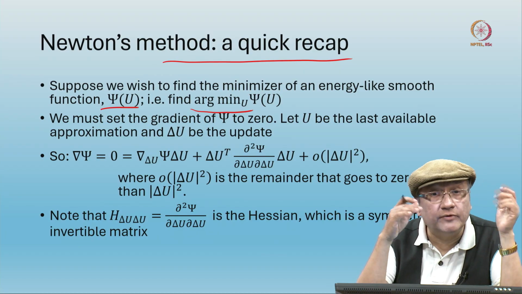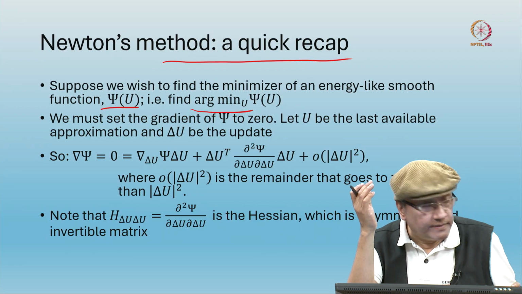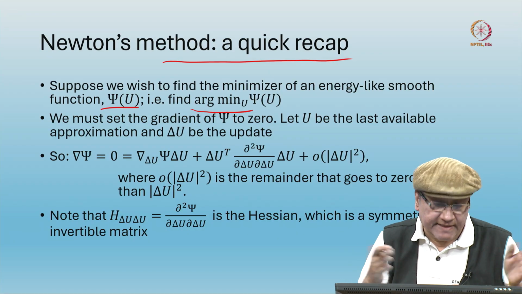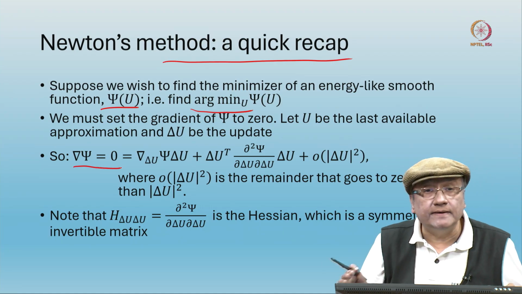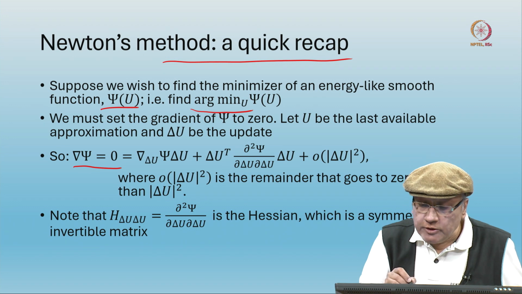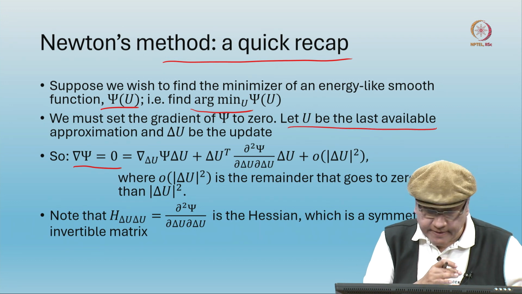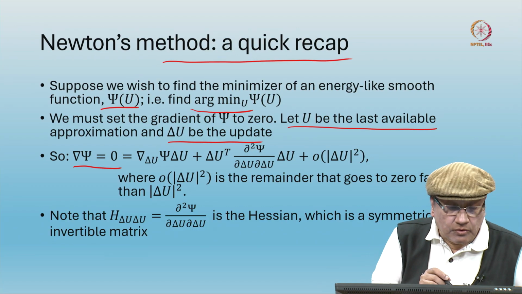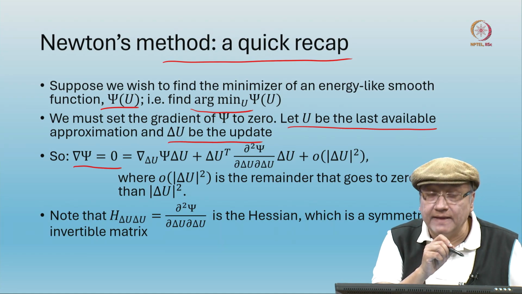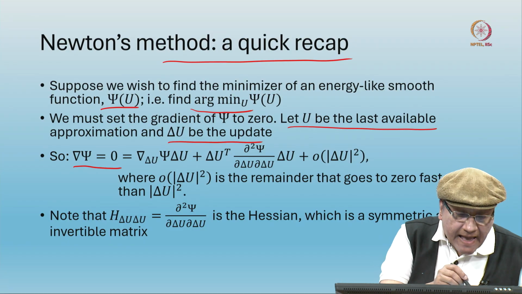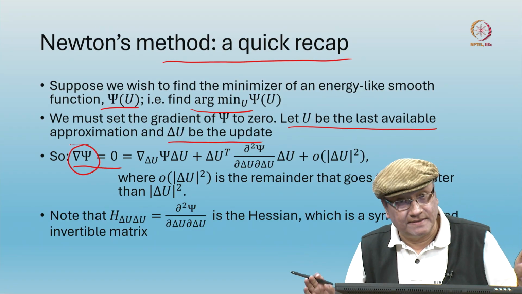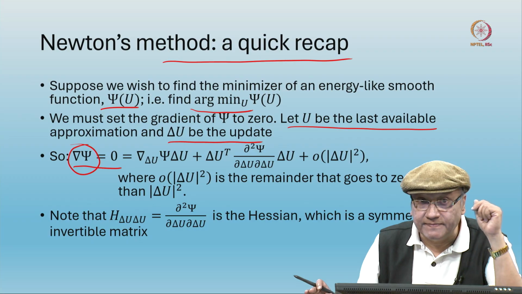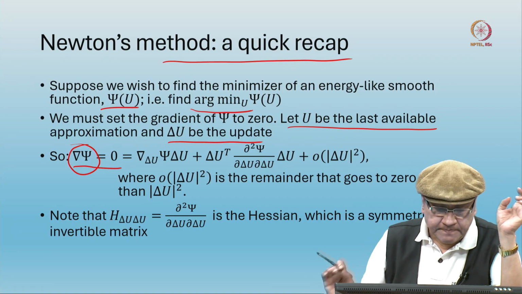So we must set the gradient of psi to 0 in the process. That is the requirement. So gradient of psi is equal to 0 is my condition for optimality. Let u be the last available approximation as in our case, and delta u be the update. Then what we do in Newton-Raphson, unlike a gradient based method, is approximate this gradient of psi itself by a Taylor series. We are not approximating psi, but we are approximating the gradient of psi itself by a Taylor series, just a two term expansion.